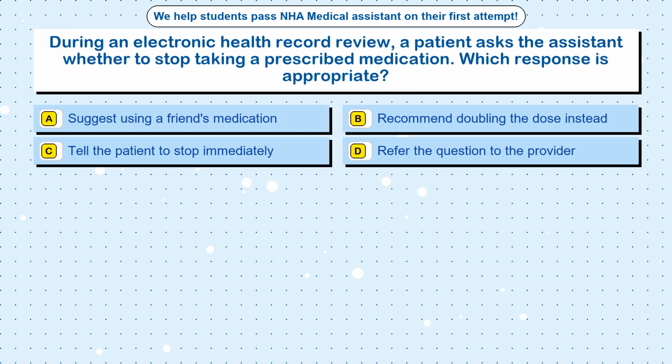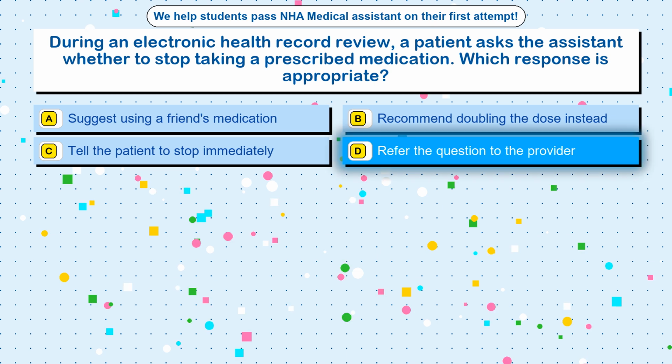Question 80. During an electronic health record review, a patient asks the assistant whether to stop taking a prescribed medication. Which response is appropriate? Option A. Suggest using a friend's medication. Option B. Recommend doubling the dose instead. Option C. Tell the patient to stop immediately. Option D. Refer the question to the provider. The correct answer is option D.